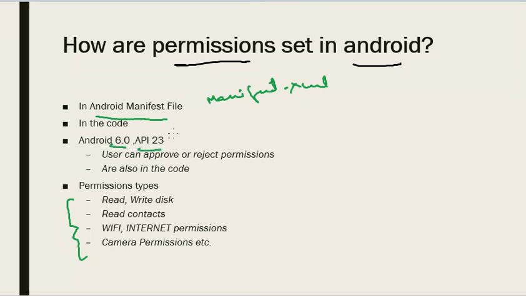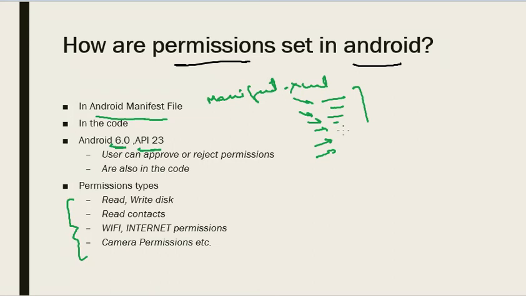Before Android 6.0 and API level 23, it was enough to just declare the permissions that we are giving to this app in the manifest.xml file, like read and write disk permissions, read contacts permissions, Wi-Fi permissions, camera permissions. That was enough. But after Android 6.0, API 23, we also need to ask for those permissions in the code, in the Java files also. That's because we wanted to give the user the right to accept or reject those permissions whenever the app is installed and started.